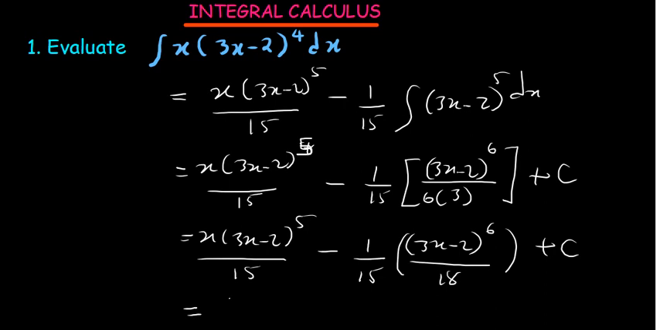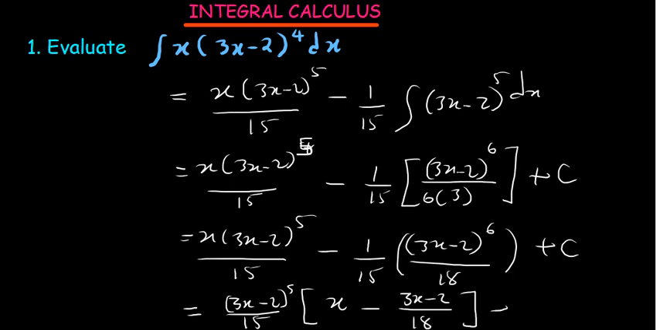So that is going to be (3x - 2)^5 divided by 15, and we are going to remain with only x on the first part, then minus, this one has also gone. We can see the 15 is in the denominator there, so what will remain here is only 3x - 2, and then that will be divided by what? 18, plus a constant c.